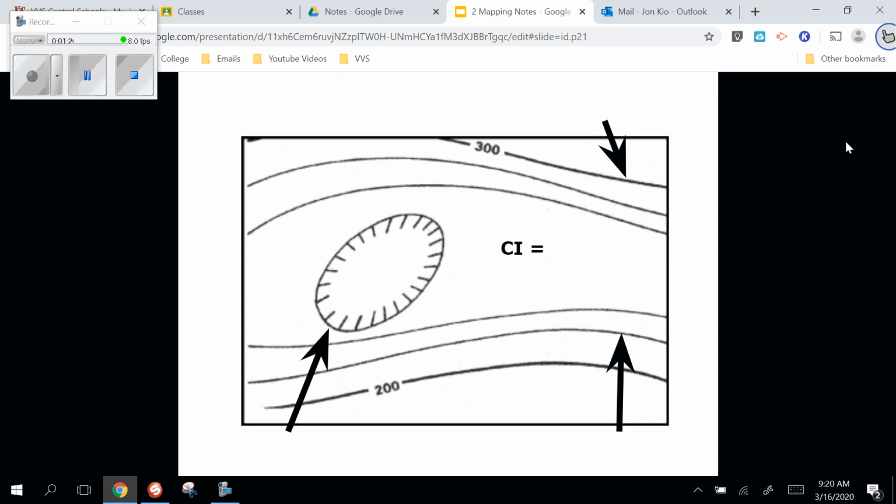Here's an example, a little mini map. The little line with the tick marks on the inside, that's what we call a depression line. Those tick marks are called hachure lines. That means that's a hole in the ground. A regular old contour line is just a light line with no markings on it. And the darker line that has the number, that's what we call an index line.